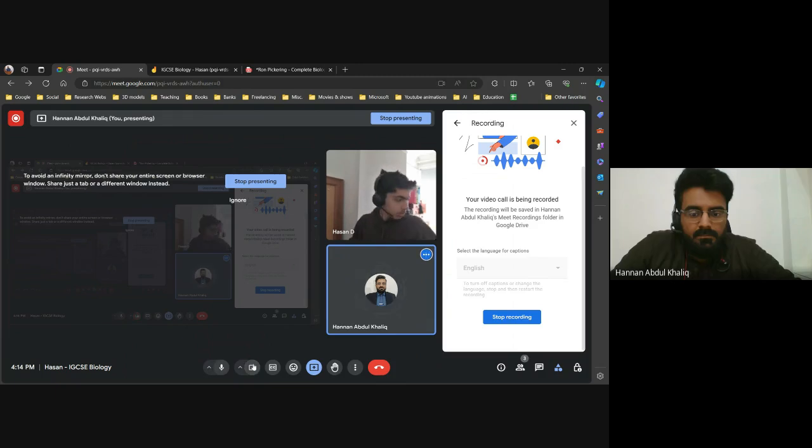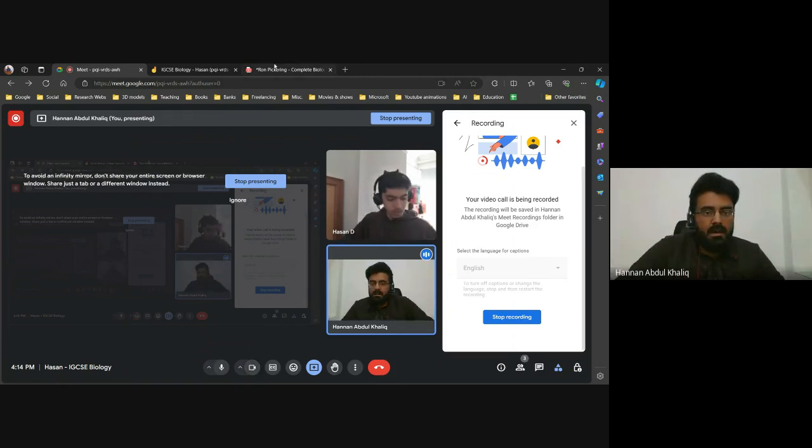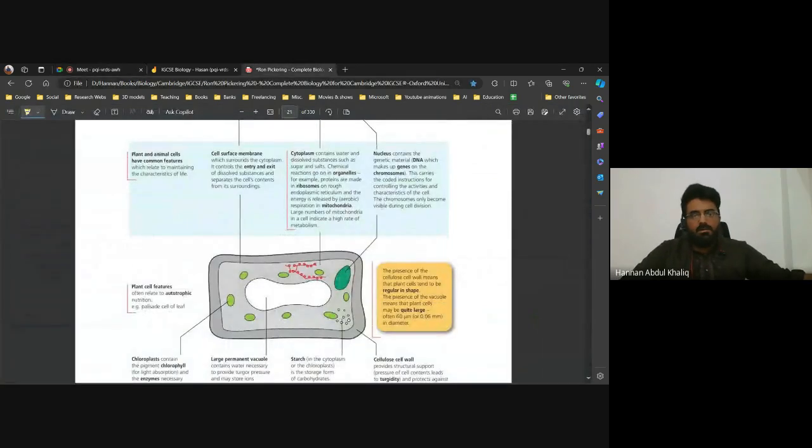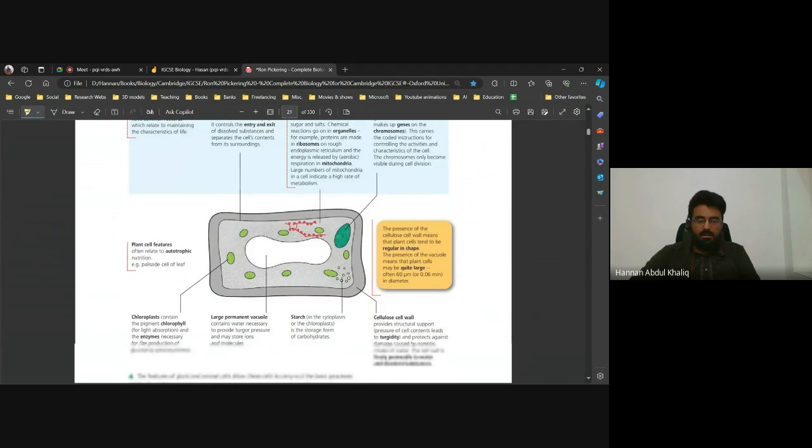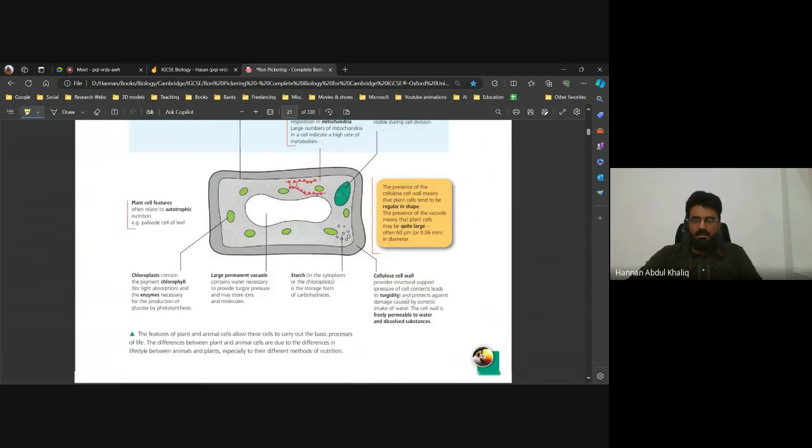So the next organelle after the cytoplasm that we discussed was the cell wall. Let's see what they are telling us about the cell wall. It provides structural support. It often helps in turgidity. And what did I tell you about the turgor pressure or turgidity?